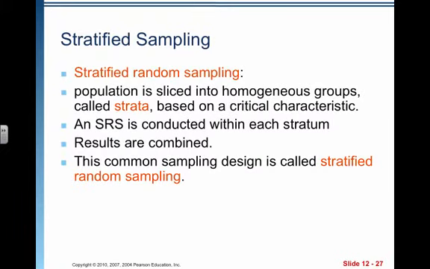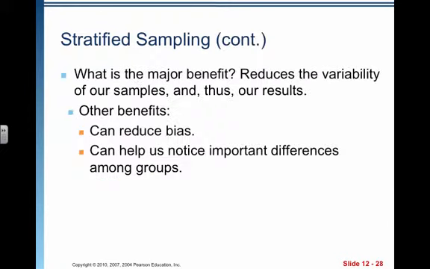One such method is stratified random sampling. The population is sliced into homogeneous groups called strata based on a critical characteristic that you think will affect the responses to the survey. An SRS is conducted within each stratum. So each of the strata will get its own simple random sample, and then the results are combined to make your final sample. This is a common sampling design.